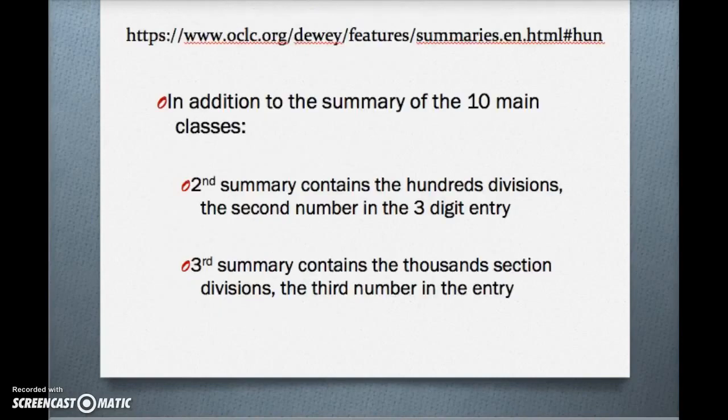The second and third divisions are much more detailed and can be found under Dewey Services on the OCLC website, which is listed at the top of the slide. Briefly, the second summary contains divisions, which are denoted in the second number of the 3-digit DDC entry. The third summary contains the thousands divisions, which are represented in the third number of the entry. A decimal point follows the third digit in a class number, after which division by 10 continues to the specific degree of classification needed.